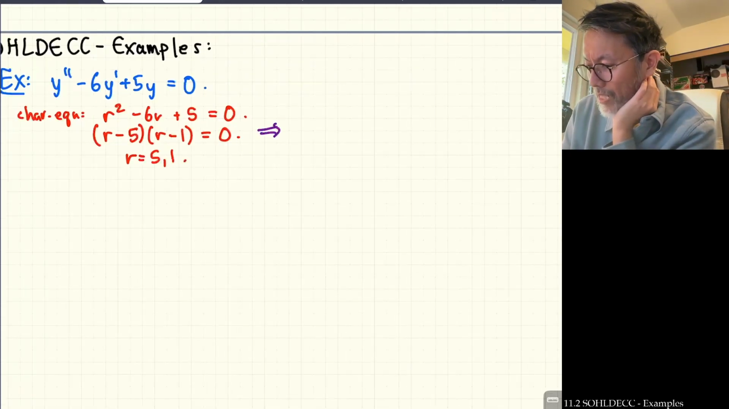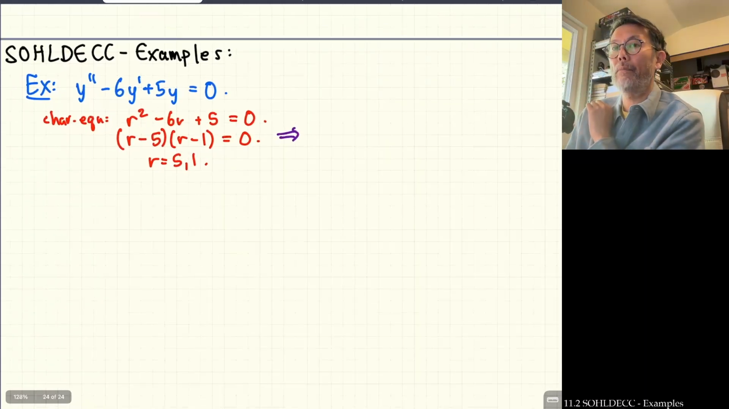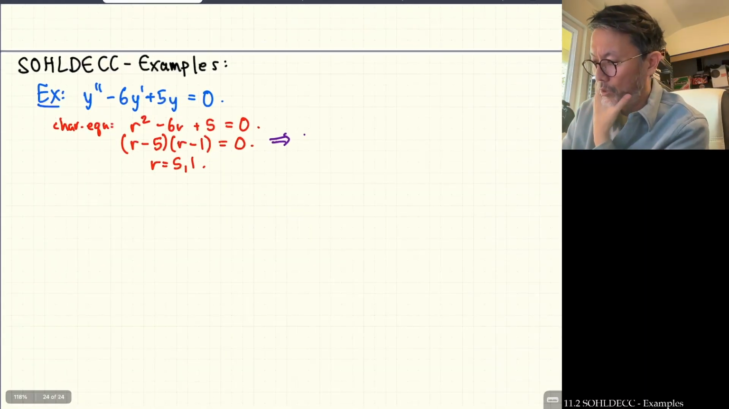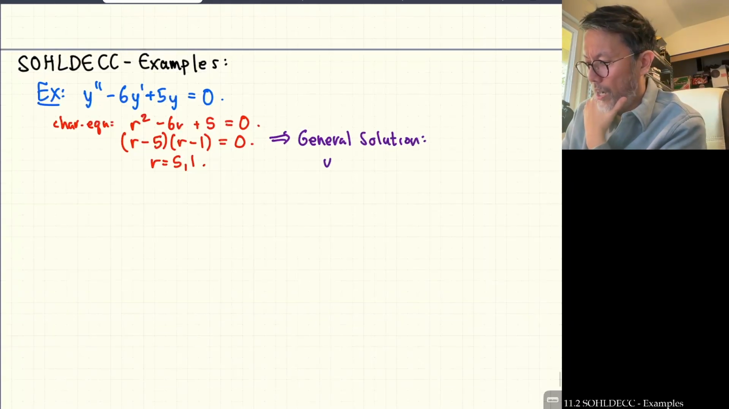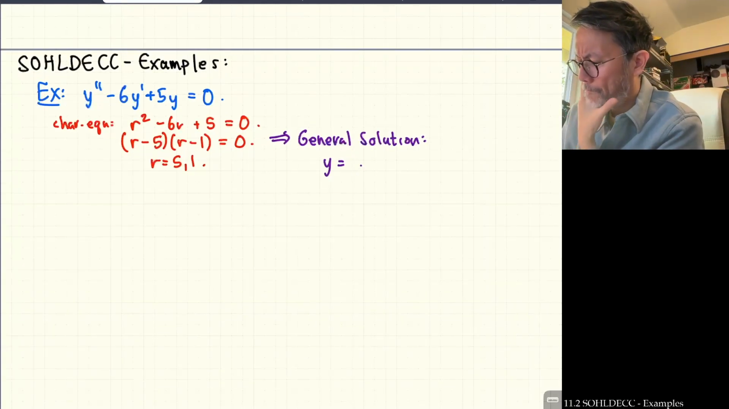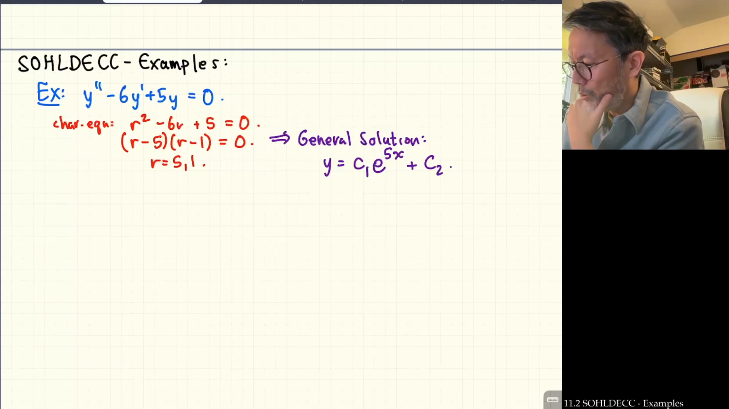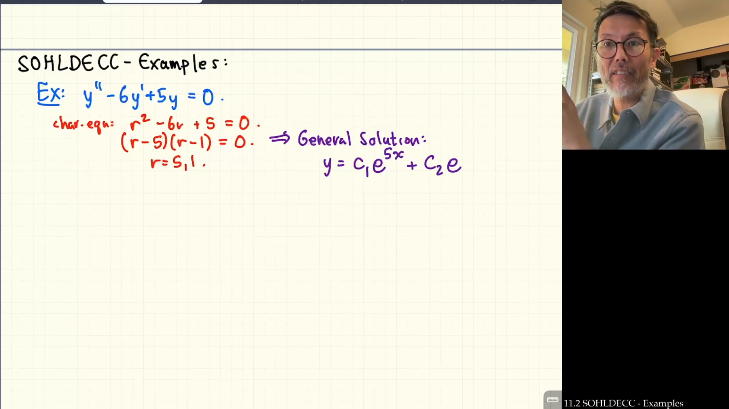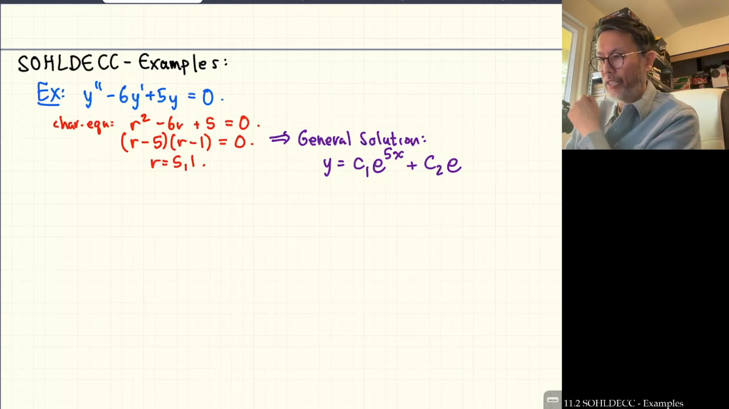Now, what that implies is that we can immediately leap to the general solution. The general solution to the differential equation is y equals c1 times e to the 5x plus c2 times e to the 1x. So what's playing the role of r here?